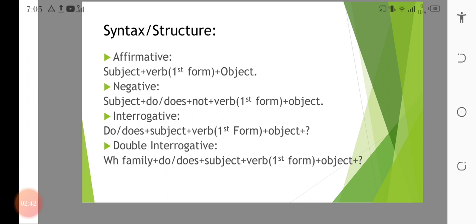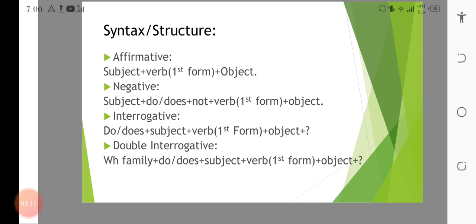The third one is interrogative. An interrogative sentence starts with do or does, and don't forget to put a question mark at the end. The fourth one, the new one, double interrogative. In double interrogative, the sentence starts with the WH family. WH family means what, where, which, who, whom. We start our sentence from this.